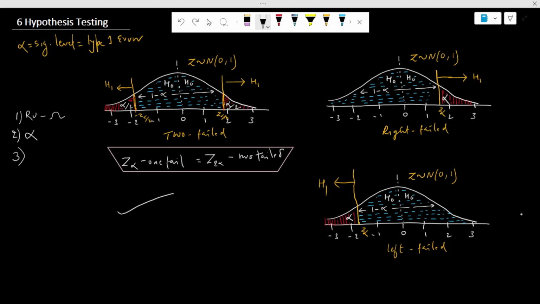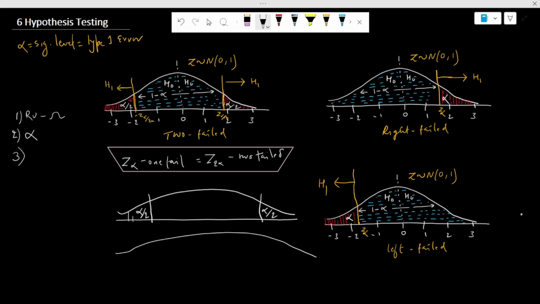And if it is a two-tailed test, we divide the extreme left and extreme right region with area equal to alpha by 2, that is half of the significance level. And if it is a left tail test, we divide the extreme left region with area equal to the entire alpha. And if it is a right tail test, we divide the extreme right region with area equal to alpha.